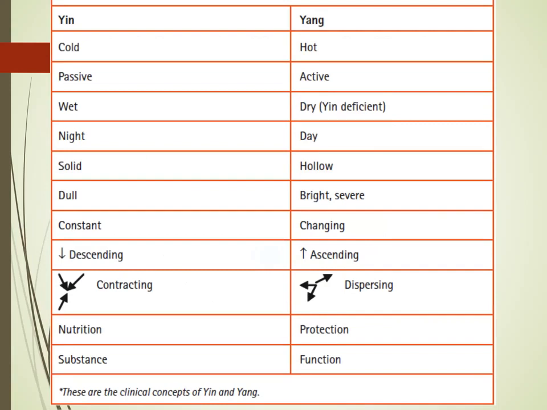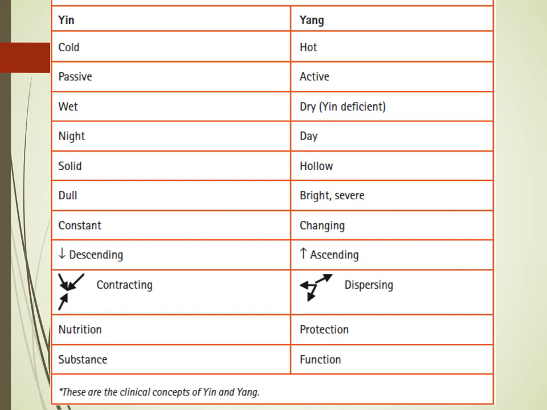Sa yin, compared po sa yang, we have cold, and sa yang, hot. Sa yin, we have passive, active naman sa yang. Ang yin is wet, while the yang is dry, which is pwedeng yin deficient. Yung yin represents night, while yung yang is day. Yung yin is solid, hollow naman sa yang.